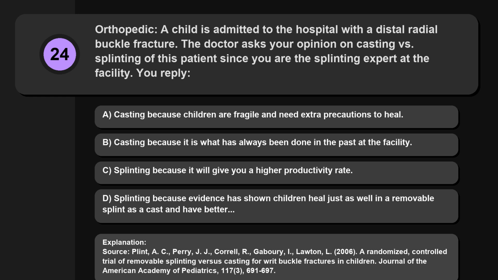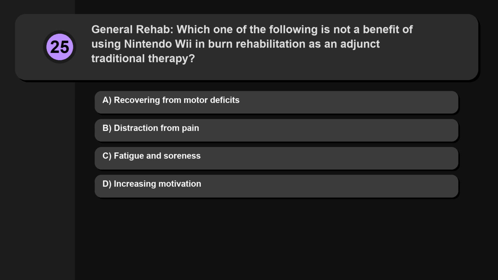Question 25. General rehab. Which one of the following is not a benefit of using Nintendo Wii in burn rehabilitation as an adjunct to traditional therapy? Option A. Recovering from motor deficits. Option B. Distraction from pain. Option C. Fatigue and soreness. Option D. Increasing motivation.